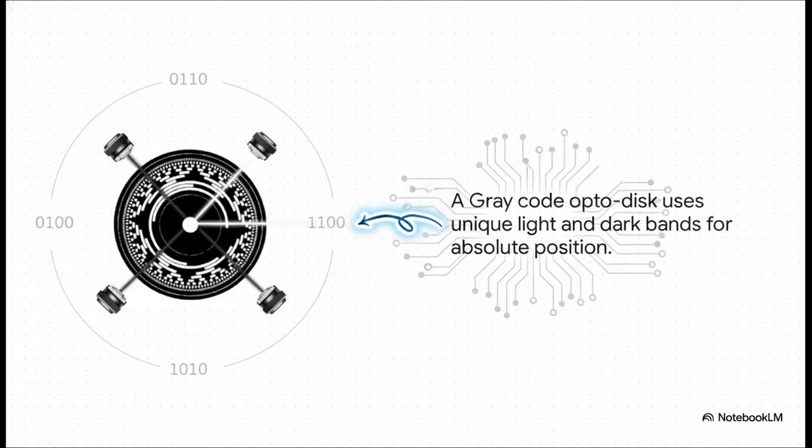But don't let that simplicity fool you. Digital sensing can get incredibly sophisticated. Check this thing out. It's called a gray code optodisk. What's happening here is a bunch of little optical sensors are reading this crazy pattern of light and dark stripes to figure out the exact rotational position of a shaft. And the coolest part? Because every single position has its own unique binary code, there's absolutely zero confusion about where it is. Even if you just turn the power on, it always knows.